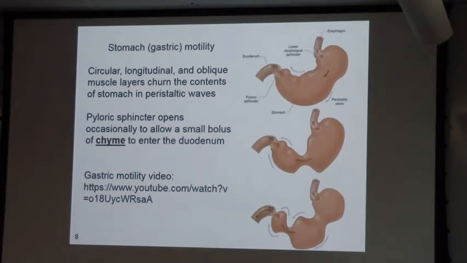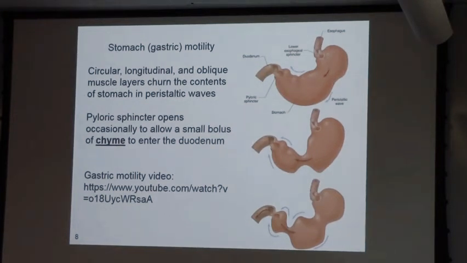This is smooth muscle. It's controlled by a network of nerve cells that control the contraction of these muscles. And this is supposed to illustrate squeezing, it's a funny cartoon, squeezing and churning of the contents of the stomach by the muscle.